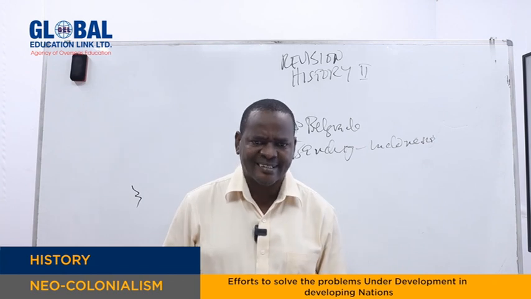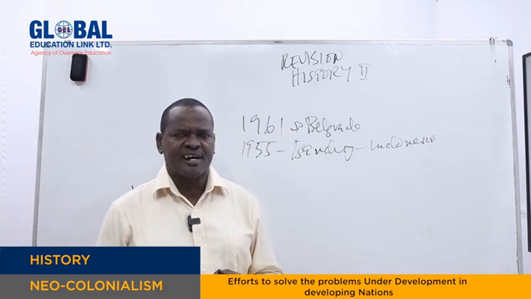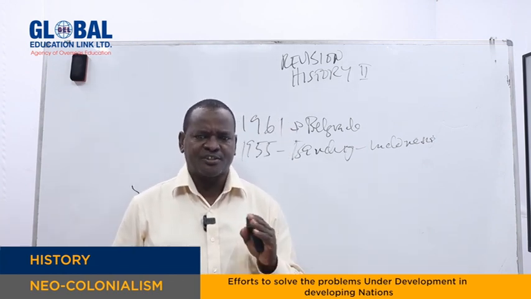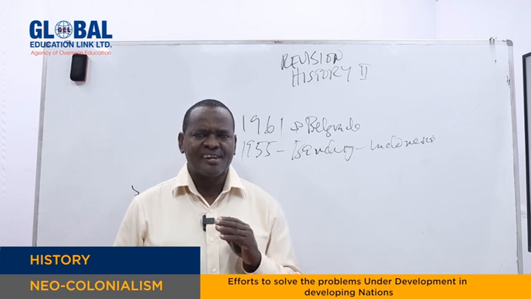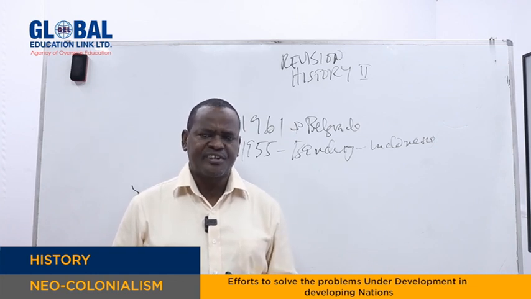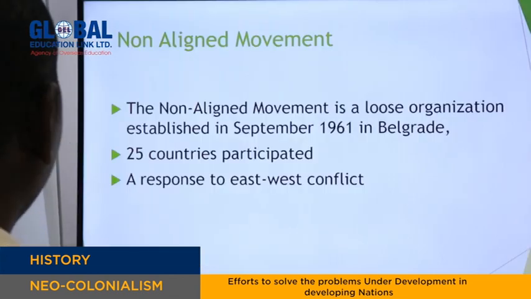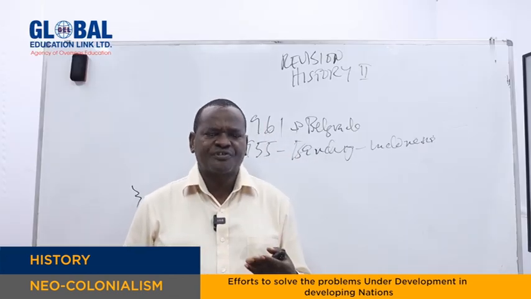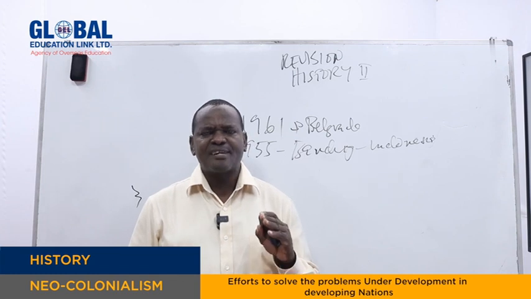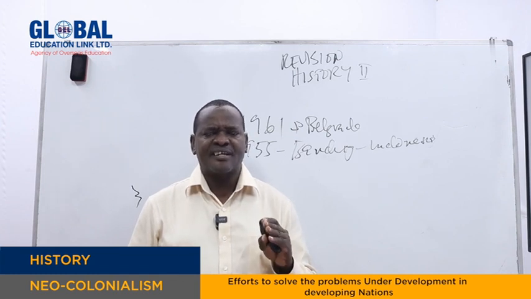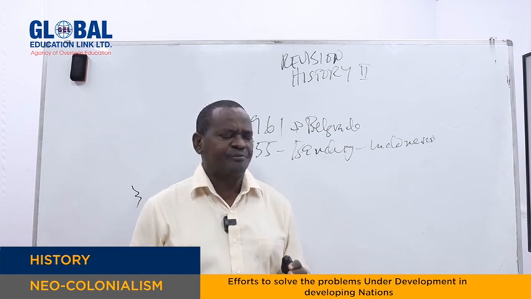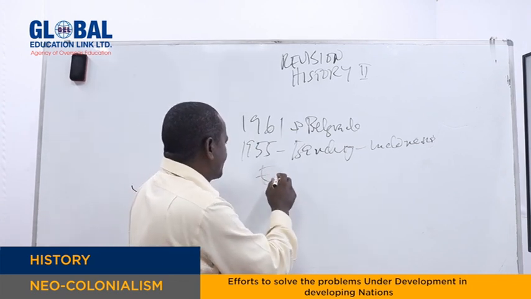They were among the people who attended the conference. But there was also Ahmed Sukarno of Indonesia. There was Broz Tito of Yugoslavia. There was Jawaharlal Nehru of India, the Prime Minister of India, and so on and so forth. These were the leaders who attended this conference, which established the non-aligned movement. But what was the non-aligned movement about? The non-aligned movement was established as a response to the East-West conflict. Remember, we discussed this when we talked about this.